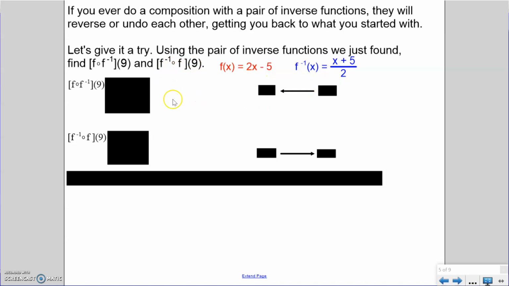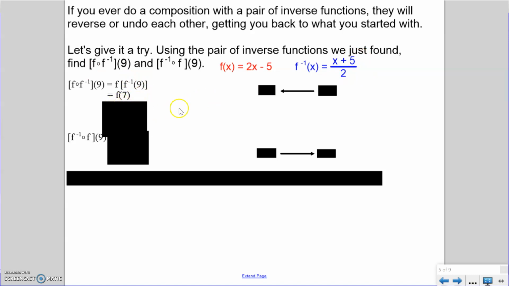Alright, so here are the two equations. First, I'm going to find f of f inverse of 9. So I wrote it the nice way. Remember, this 9 only goes to the last thing, f inverse. So to find f inverse of 9, I'm going to go to equation f inverse and plug in 9 for every x. So 9 plus 5 over 2, that's 14 over 2, that's 7. So this gets turned to 7.